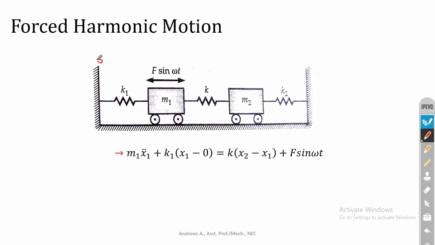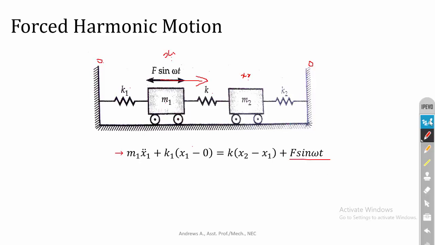So here the displacement is 0, and here let us assume that the displacement is x1, and here it is x2, and here it is again 0. So for k1 it is x1 minus 0, then plus k into x2 minus x1. So further, a force is acting. Let us consider that the force is acting towards the right side direction. So plus F sin omega t.